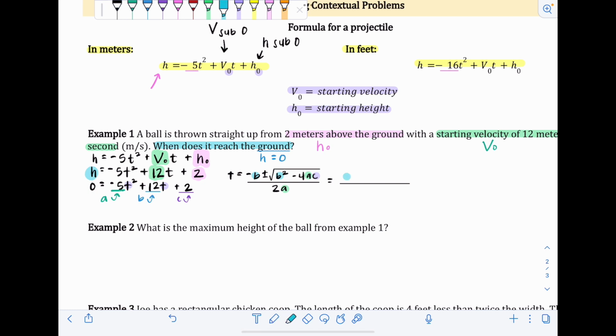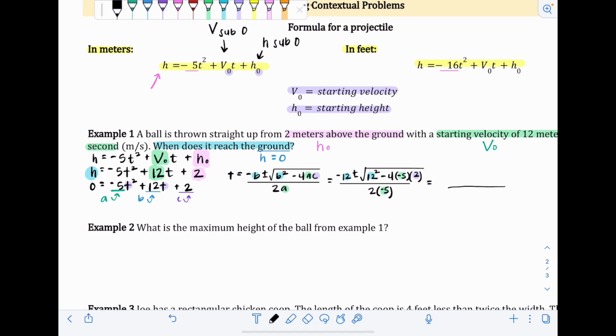So negative b goes first, so it'll be negative 12, and then plus or minus the square root of b squared, so it'll be 12 squared, and then minus 4 times a, and a is negative 5, so times negative 5, times c, which is 2. And then that's all over 2a, so 2 times negative 5.